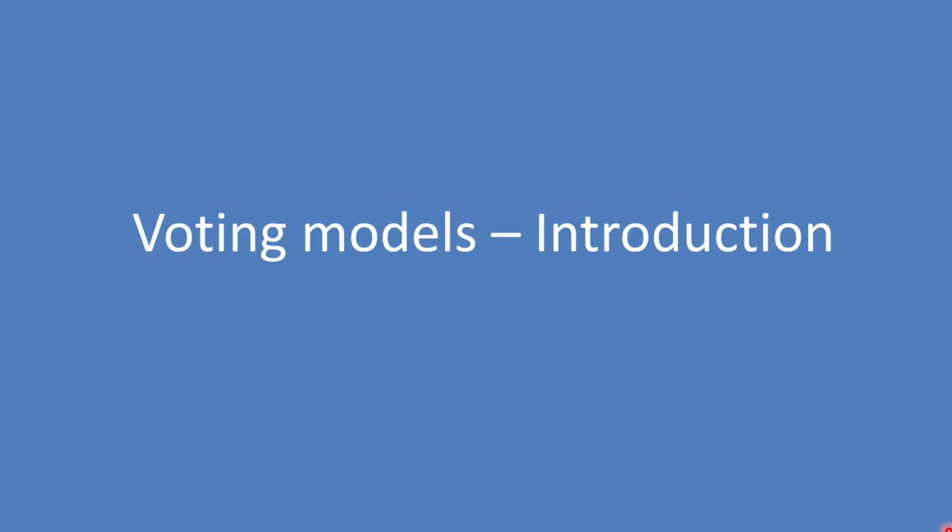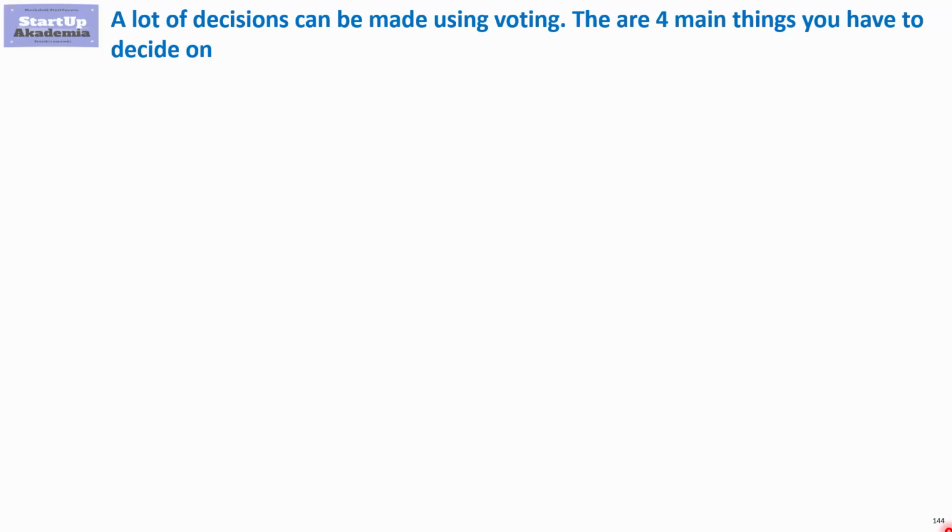Let's have a look at voting models that we can use for decision making. Voting models are great for tackling uncertainty. However, we have to decide on 4 main things in order to use them in practice.